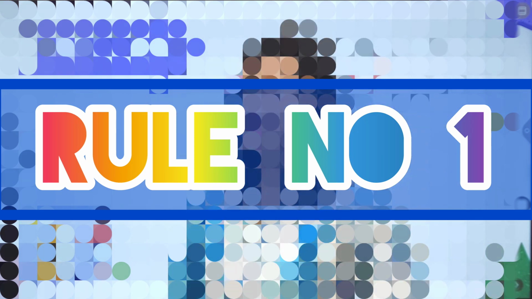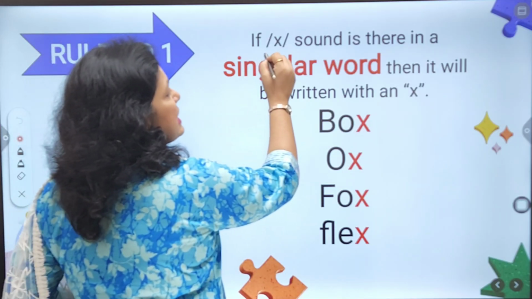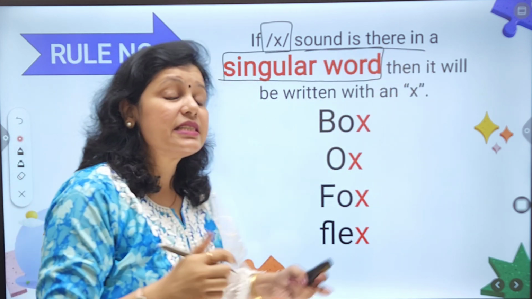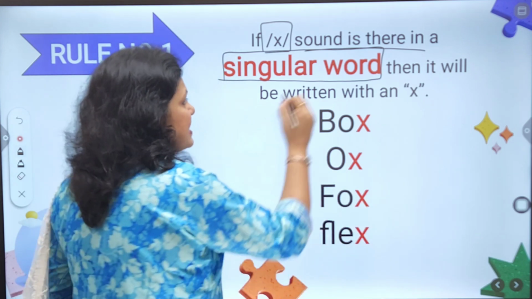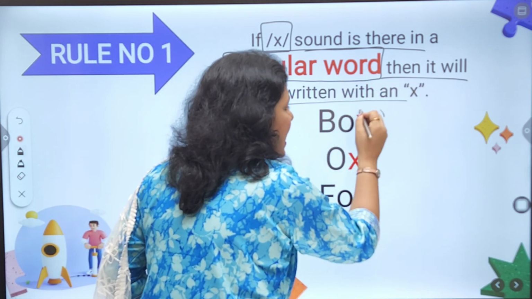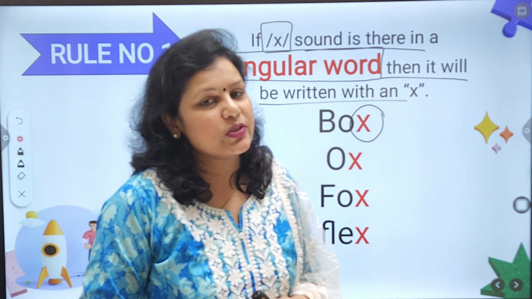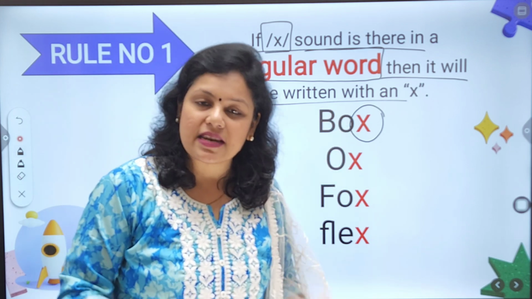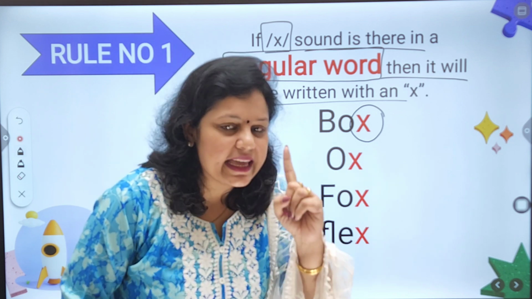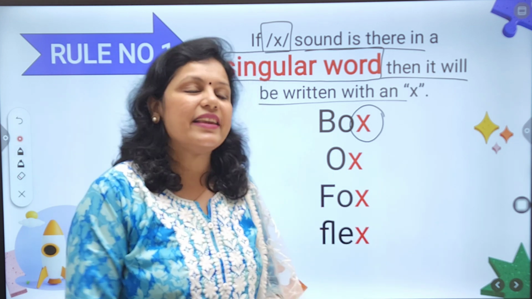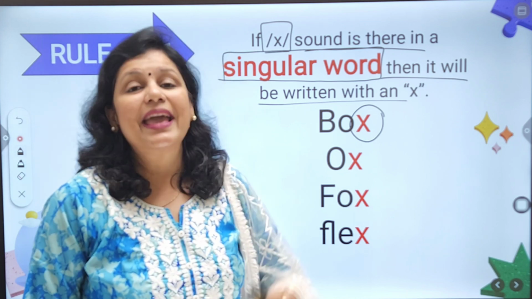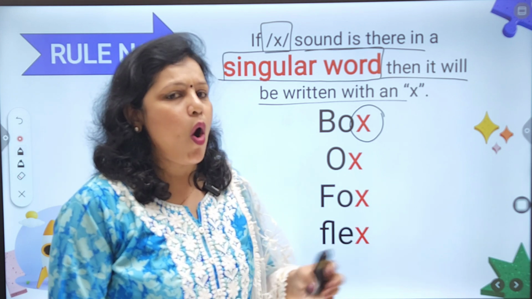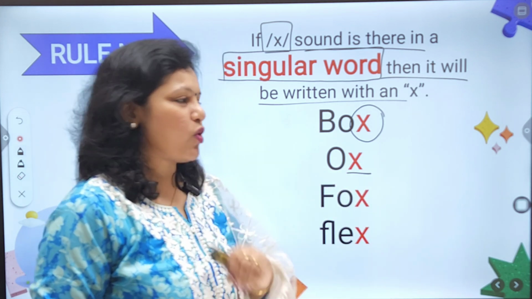So what does rule number 1 say? Let us see here. If the X sound is there in a singular word, अगर आपका वर्ड सिंगुलर है, प्लूरल नहीं है, and in that case you are getting the sound at the end of the word, you will always write X. You see, box. Now what is a box? Box is a noun and it is a singular noun. एक ही है, खाली एक ही बॉक्स है और इसीलिए आपको यहाँ पे क्या लिखना है? आपको यहाँ पे X लिखना है. Similarly, if I say ox, only ox, you are going to write X over here.